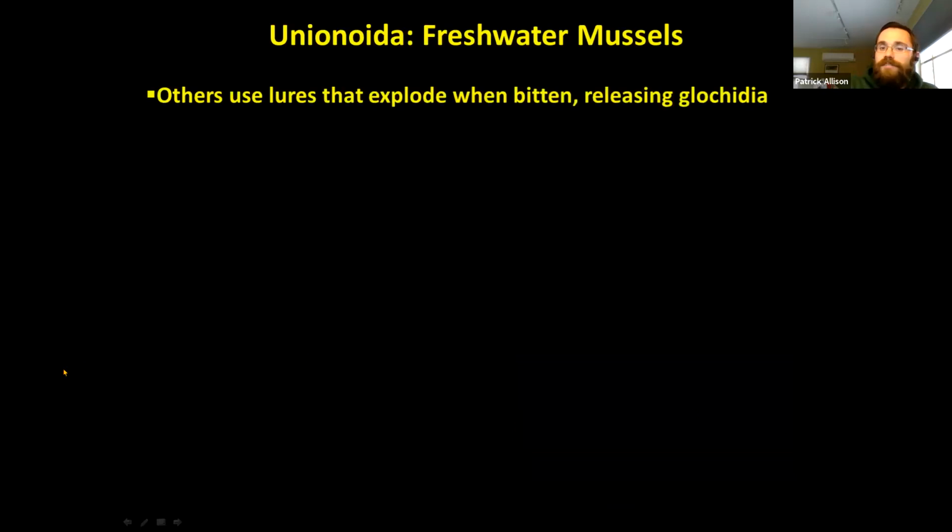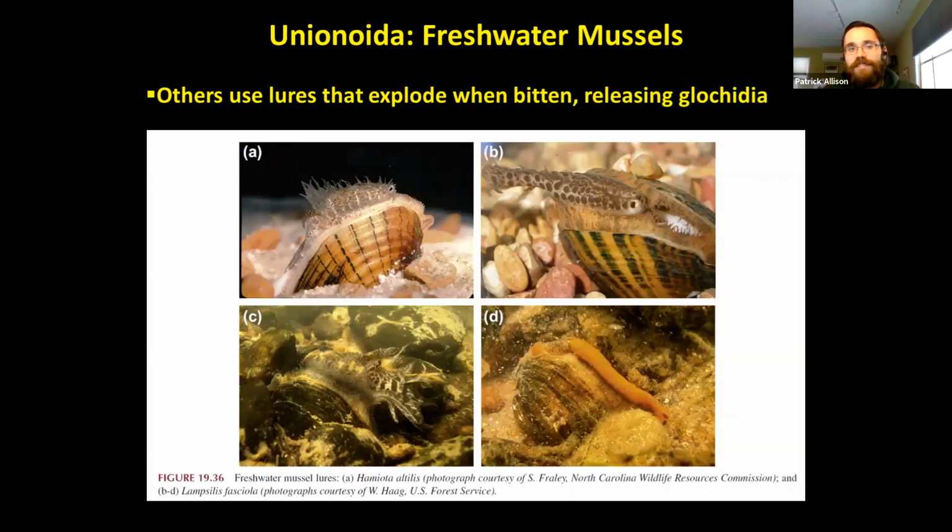Other freshwater mussels are going to use lures that basically explode when they are bitten, which releases the Glaucidia in like a cloud of babies. So this is really fascinating because you have freshwater mussels that will mimic different animals. So these top two examples, these look like little fish that are going to be in the water. Down here, you've got what kind of looks like a little crayfish right here. You can see, looks like you got little eyes like that. And then right in here where the claws would be. And then this one kind of looks like a big old fat worm. That would be a nice tasty treat for most fish.